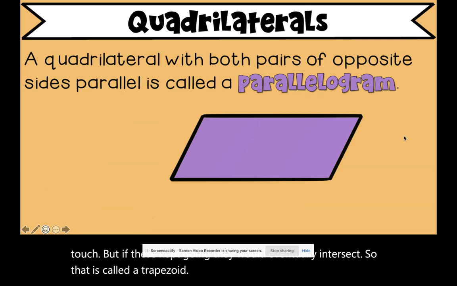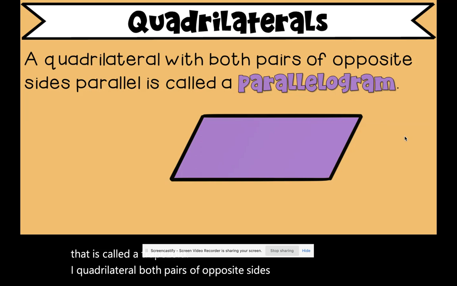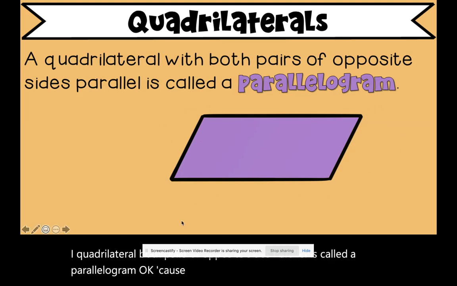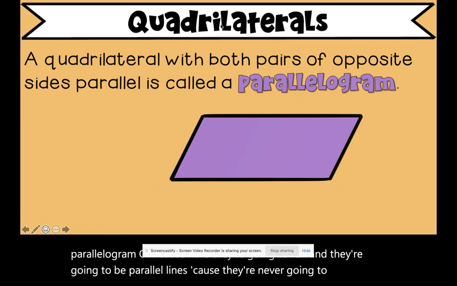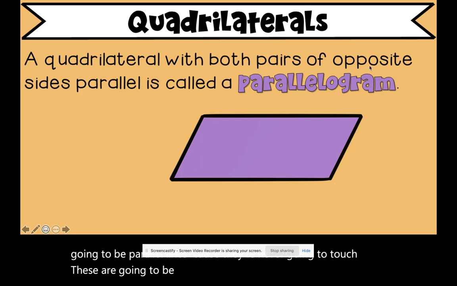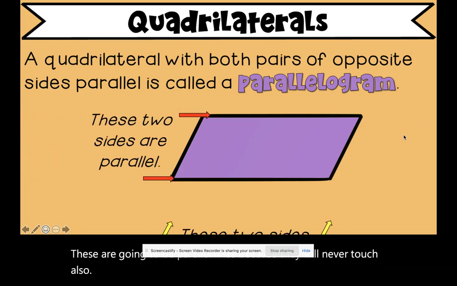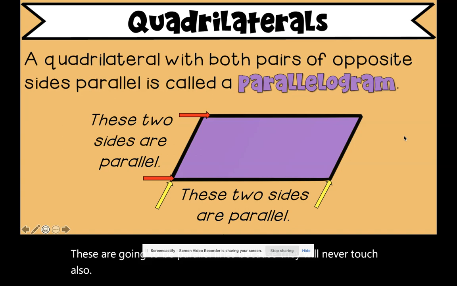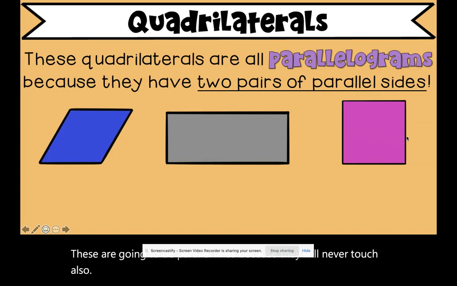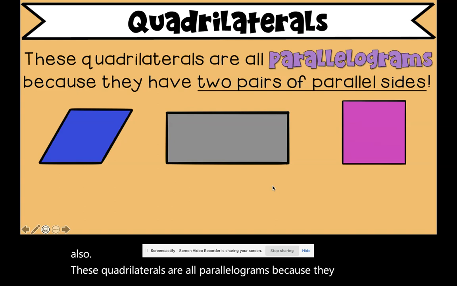All right, a quadrilateral with both pairs of opposite sides parallel is called a parallelogram, okay? Because here, they're going to run and they're going to be parallel lines because they're never going to touch. These are going to be parallel lines because they will never touch also. These quadrilaterals are all parallelograms because they have 2 pairs of parallel sides.